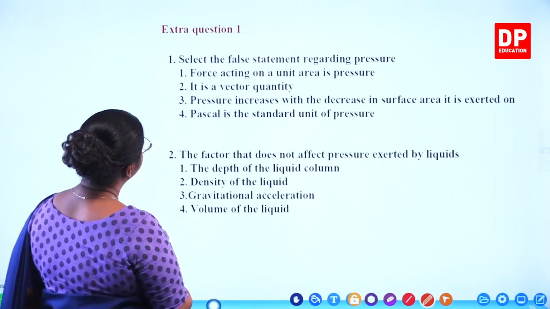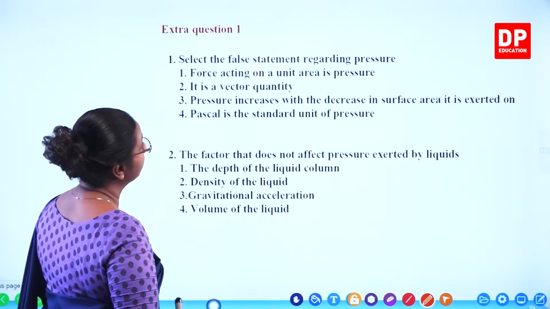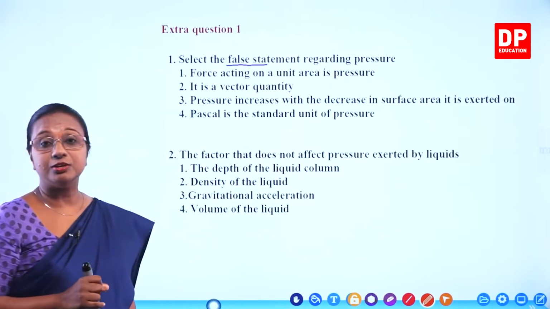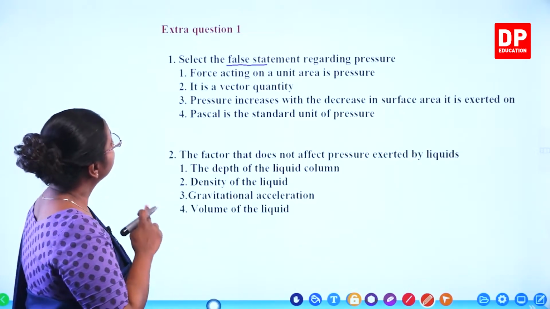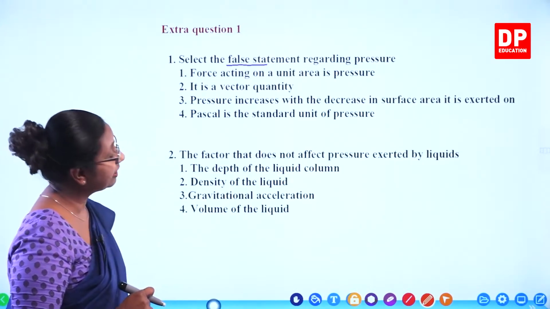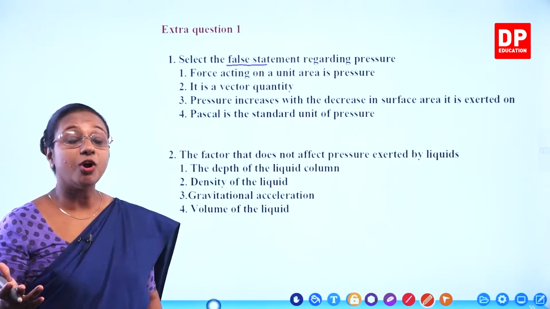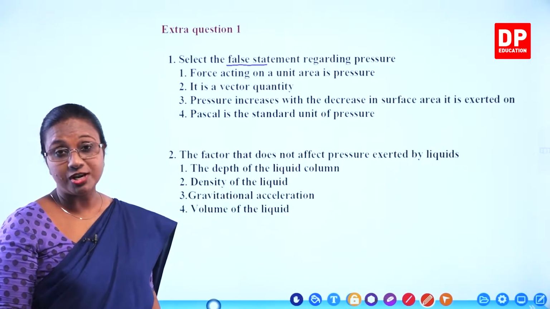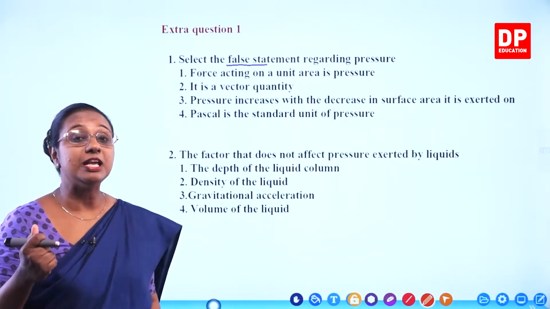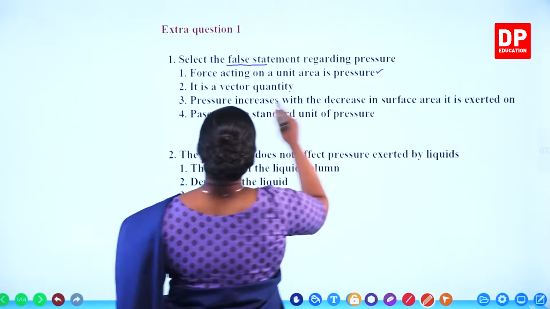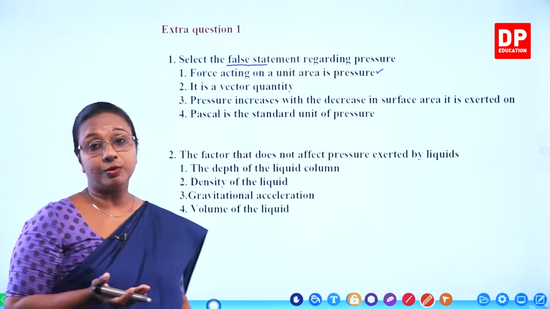The first one. Select the false statement regarding pressure. So, it is the false statement that you need to select. Force acting on a unit area is pressure. That is the definition of pressure. Force acting on a unit area. Usually for solids, we use the equation P equals F over A. So, that is correct.